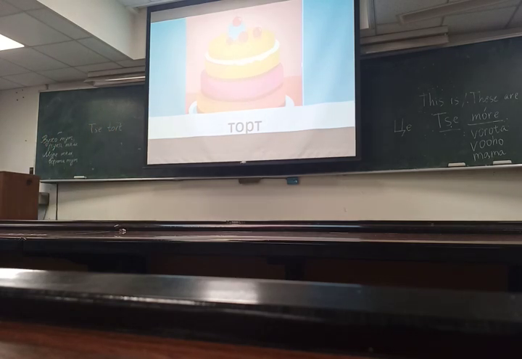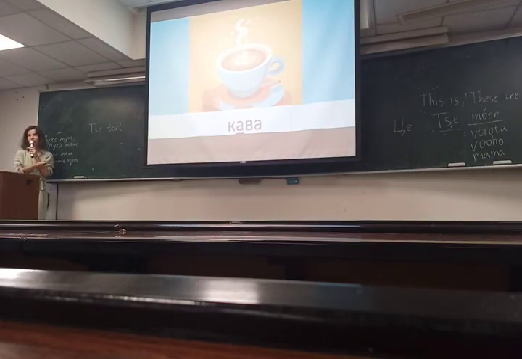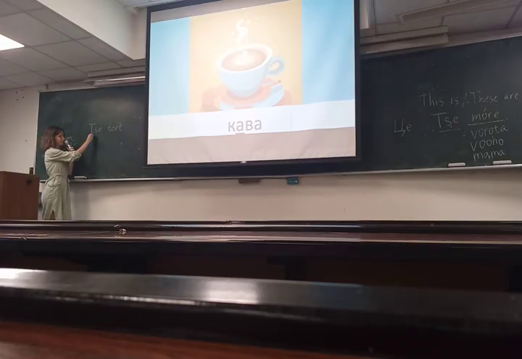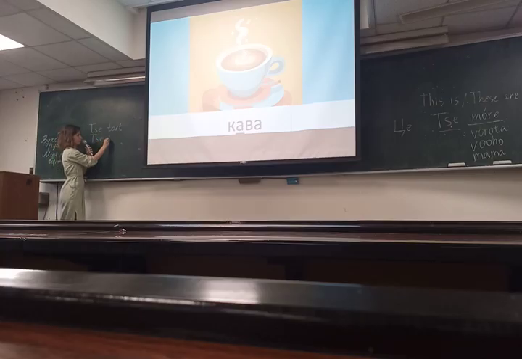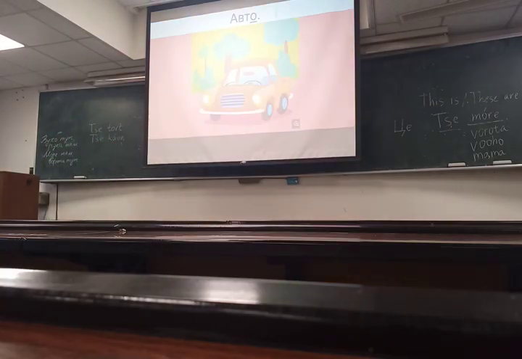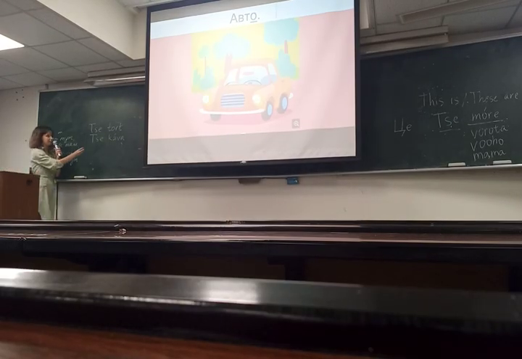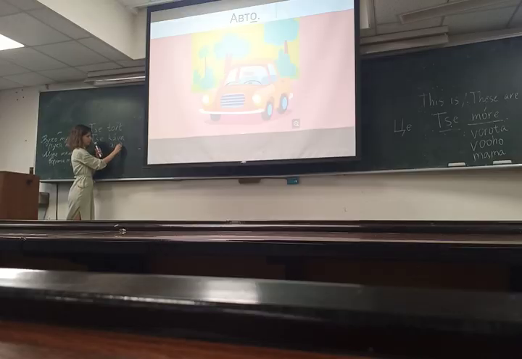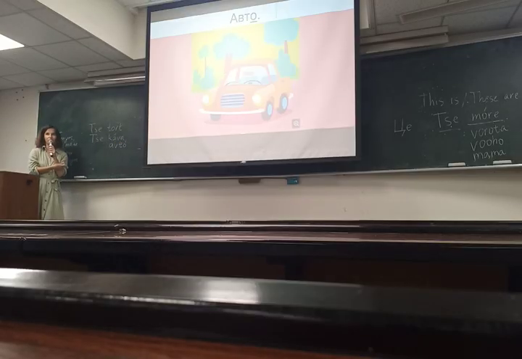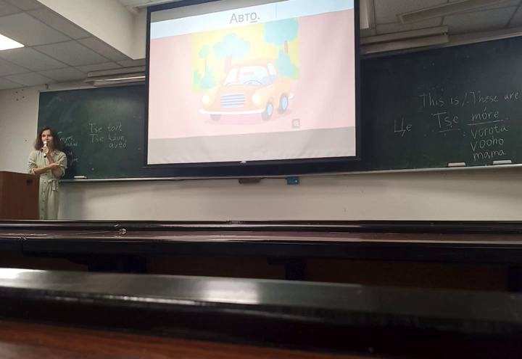Okay, let's see what's the next word. It's gonna be coffee. How do you say coffee? Yeah, once again, кава. And how do you say this is coffee? Yeah, that's good. Once again, це кава. And the next is gonna be a car. How do you say car? Yeah, that's good. Let's say авто. And how do you say this is a car? Yeah, good. Once again, це авто.